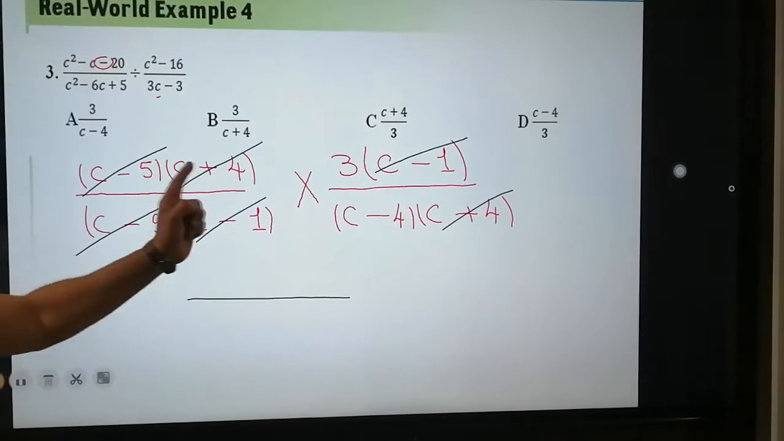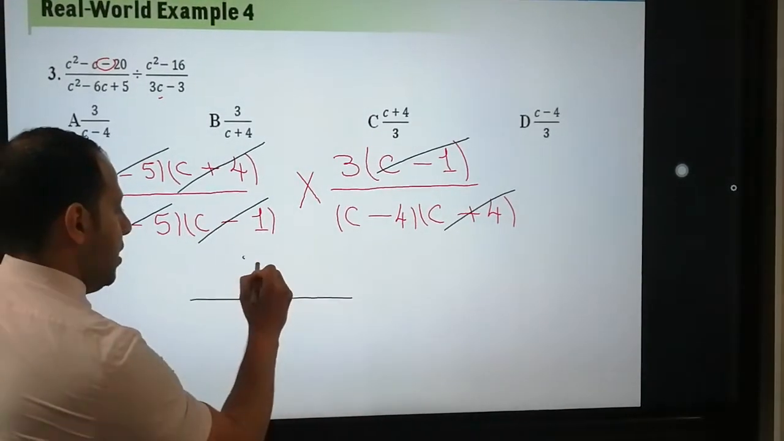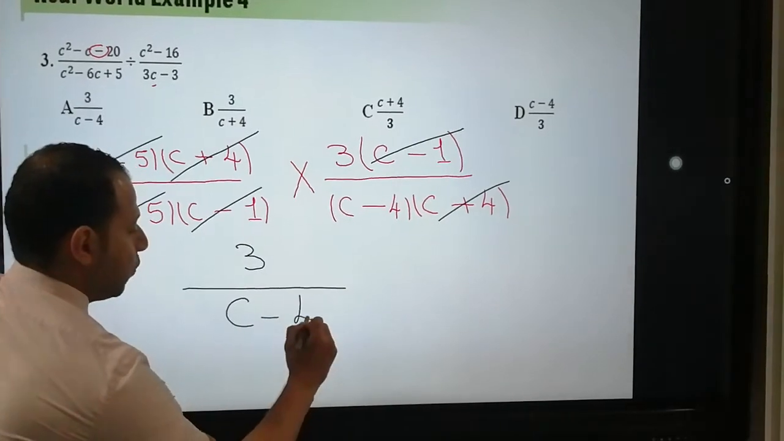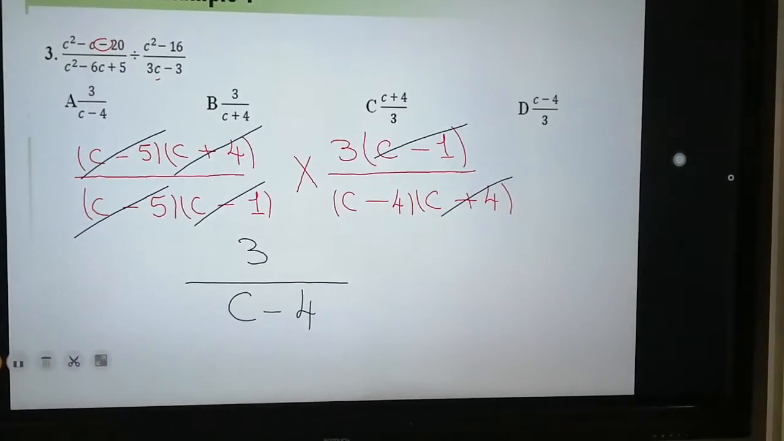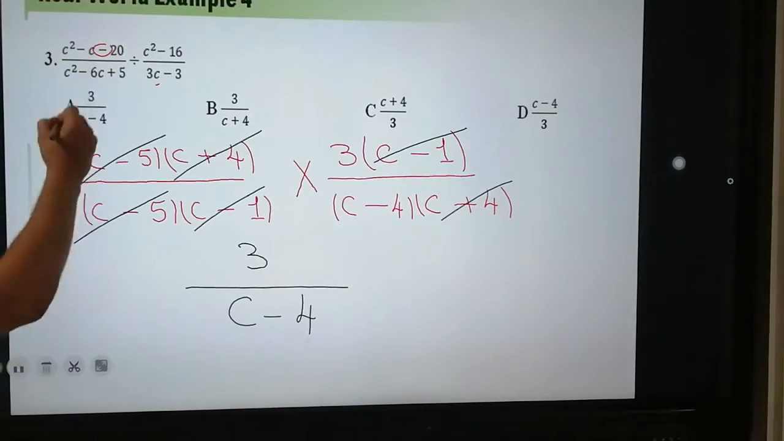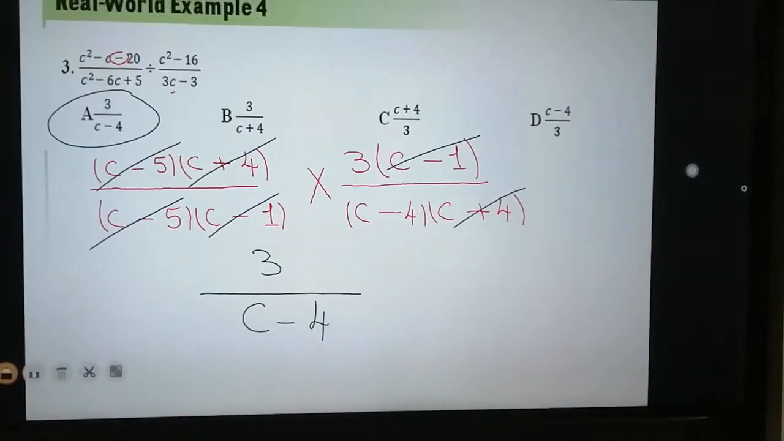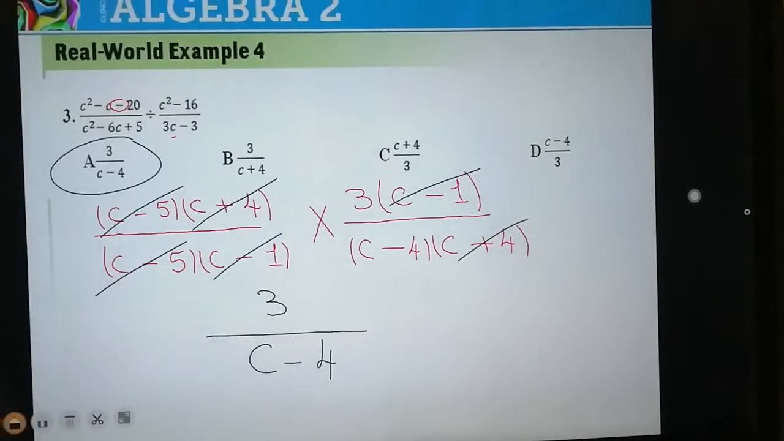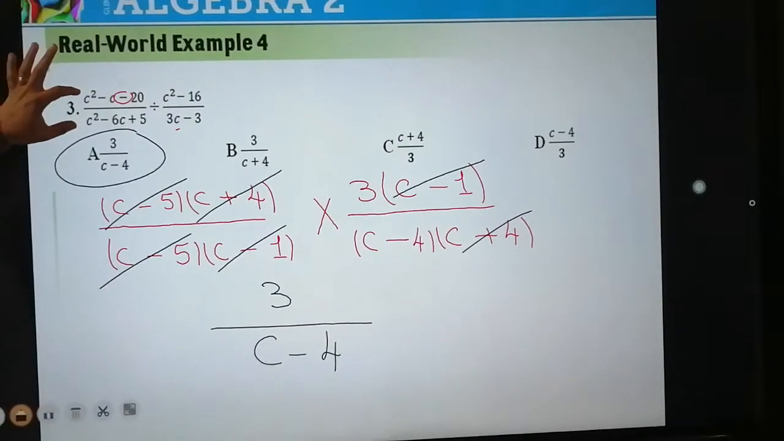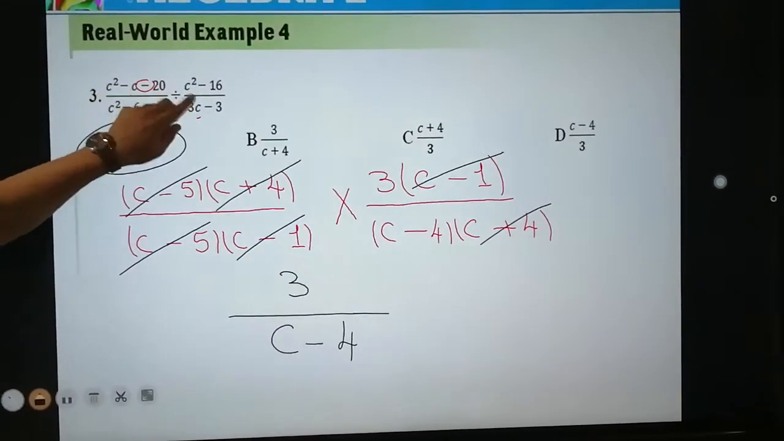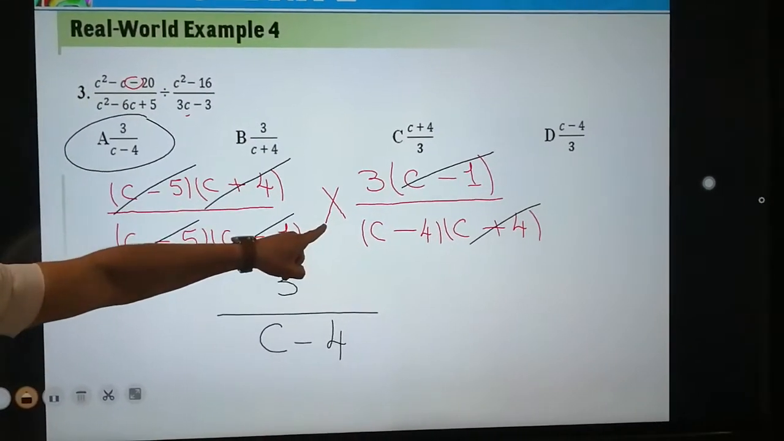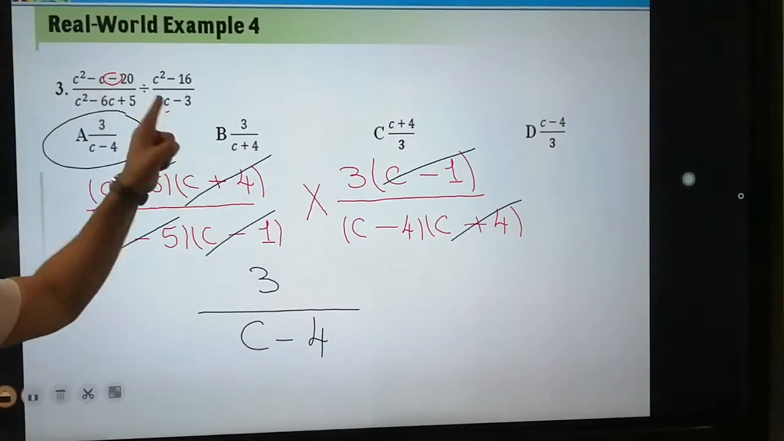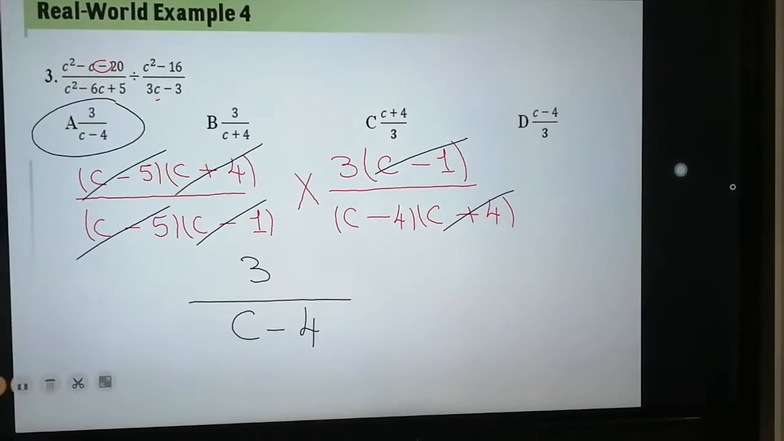Pay attention. Up we have 3. Down we have c minus 4. This is our result. Check. Excellent. It's letter A. So our result is 3 over c minus 4. First, we have to factorize the two trinomials, then flip and change into multiplying, and then take 3 as a common factor, and the difference of two squares.